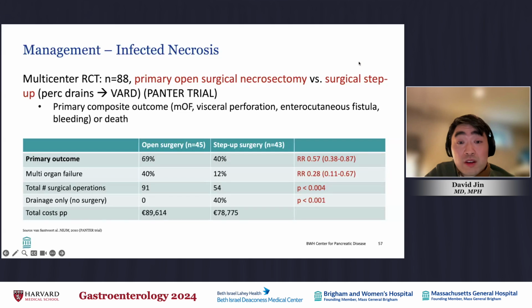This was a seminal trial comparing primary open surgery, open surgical necrosectomy, versus a surgical step-up approach, which employs first percutaneous drains followed by video-assisted retroperitoneal debridement, a type of minimally invasive surgery. The primary composite outcome is listed here, and they found significantly improved outcomes in the step-up approach, and also significantly lower rates of multi-organ failure, number of total surgical operations, as well as costs.